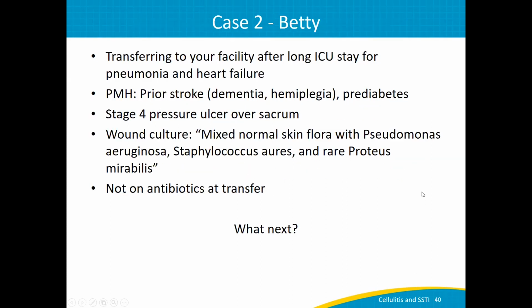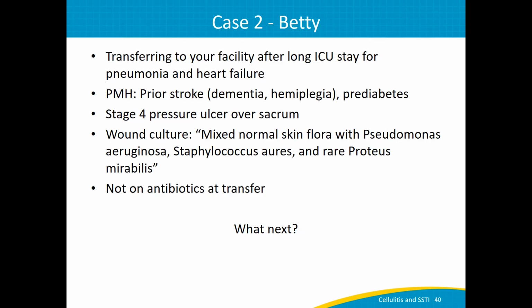Let's finish up by going through a case of Betty. So this is an older woman who's transferring to your facility after a long ICU stay for pneumonia and decompensated heart failure. When you're looking through her chart, you see that she has some other medical conditions, most notably prior strokes that have led to some dementia and also hemiplegia, severe right-sided weakness that leads her to be in a wheelchair most of the time. She also has prediabetes and doesn't take any medications for that.